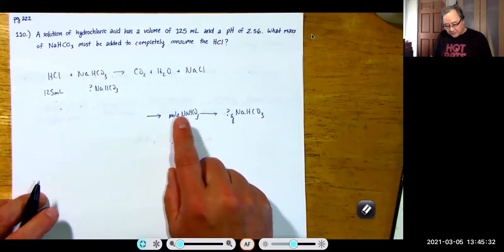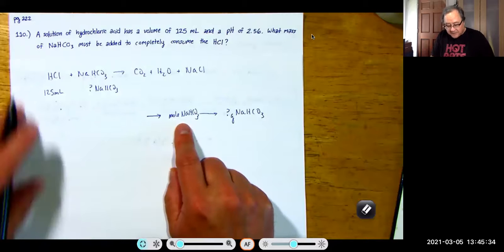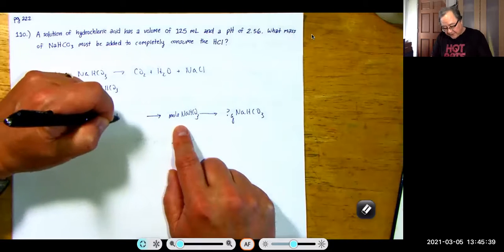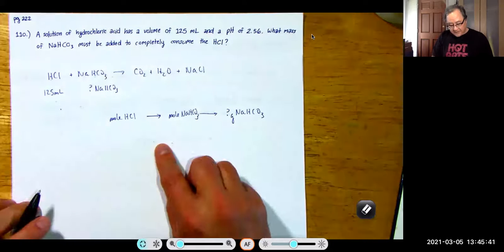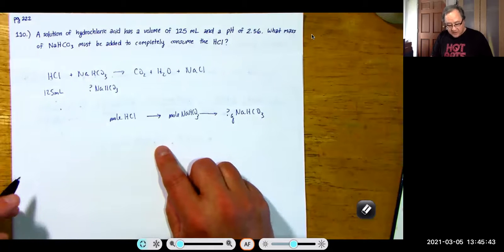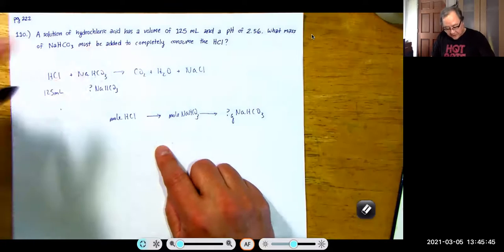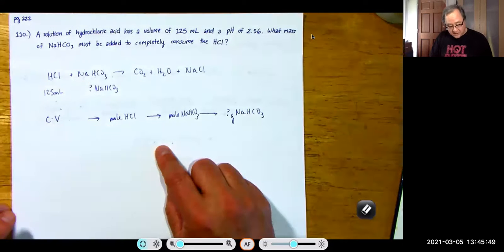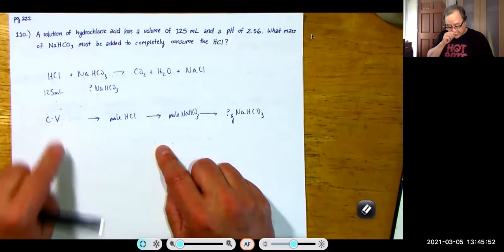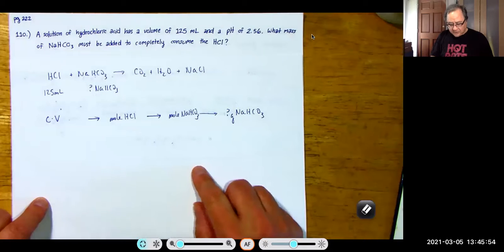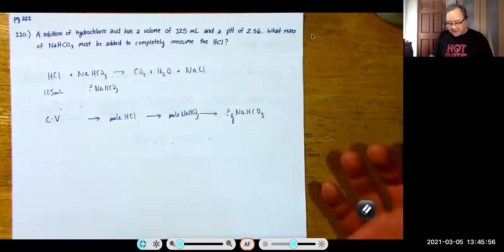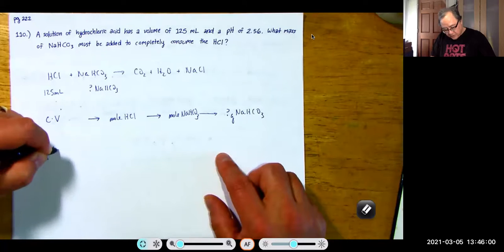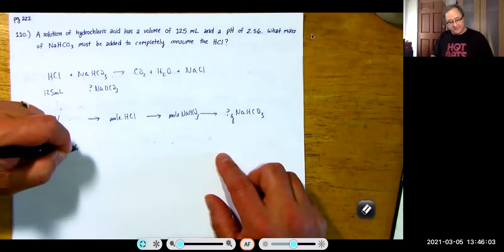Now, if I have moles of sodium bicarbonate and they give me this information about the hydrochloric acid, I'm thinking they want me to calculate the moles of HCl. For the moles of HCl, we have 125 milliliters. So we know that C times V should give me the moles of HCl, where V is the volume and C is the concentration. So what is the concentration of the acid? Well, here we have the pH is equal to 2.56, okay?